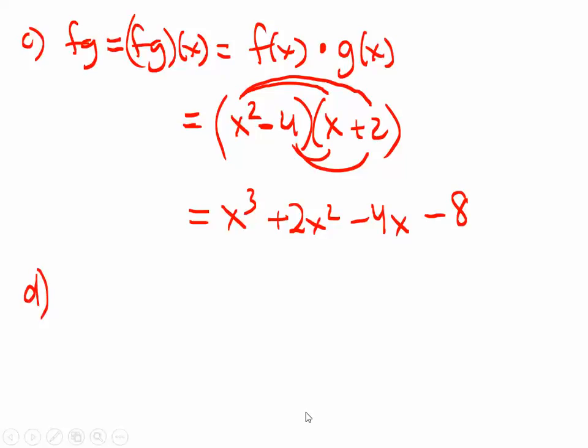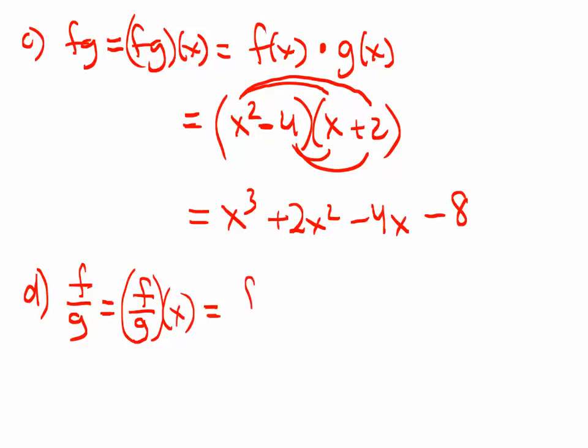Division. Okay, so f over g means f divided by g of x, or really the f function on top, the g function on the bottom, and the f function is x squared minus 4. G function is x plus 2. And the only thing we've got to do here is maybe, possibly, just maybe, things cancel.